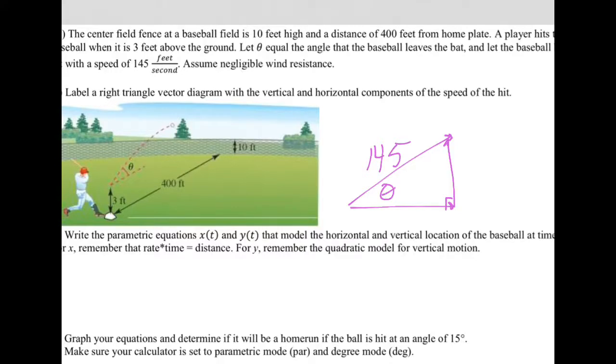We don't know what it is right now. We're going to try some different theta values and see what happens. But we can now write the vertical component of this vector using some trig. We know that that vertical piece is going to be 145 times the sine of theta, and the horizontal piece is going to be 145 times the cosine of theta. So there you have that.